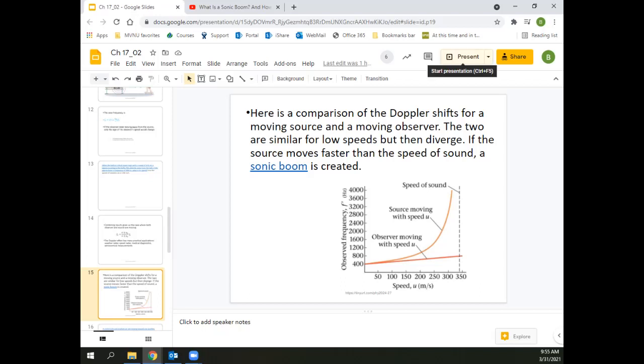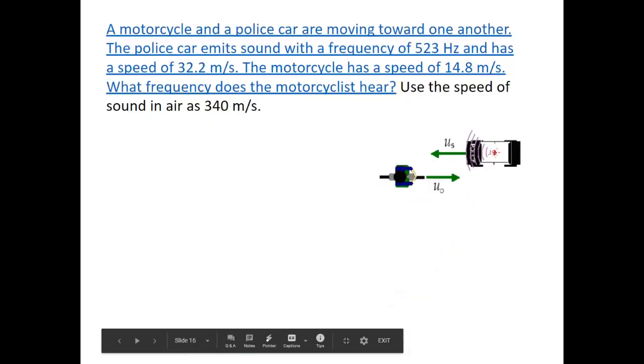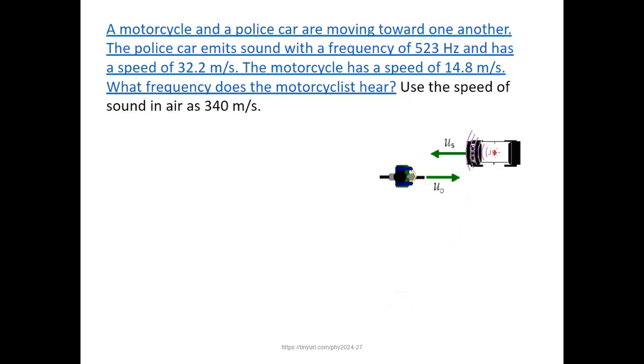Alright, so I think that explains well on the sonic boom part. So we'll take a look at one example here, not related to sonic boom though, but with both the receiver and the source moving. This says that a motorbike or motorcycle and the police car are moving towards one another.